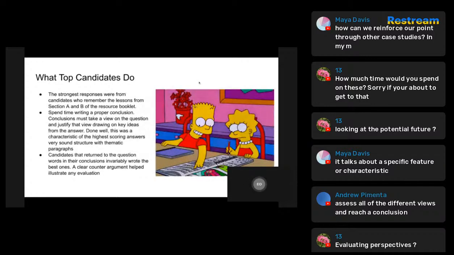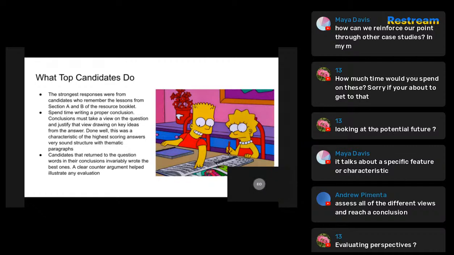Okay, so the strongest responses are from candidates who remember the lessons from section A and B of the resource booklet. So, what does that mean? Sections A and B. You've got to look at the material and go, okay, fine. What has worked and what didn't work? What are the patterns that you can notice where things are definitely a positive thing and where things are maybe a little bit more opaque and not so clear? The best candidates can see the data and think, actually, that doesn't make any sense, or that's a really good thing, and that's happened because of that.